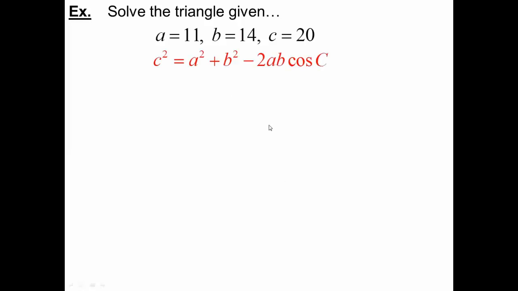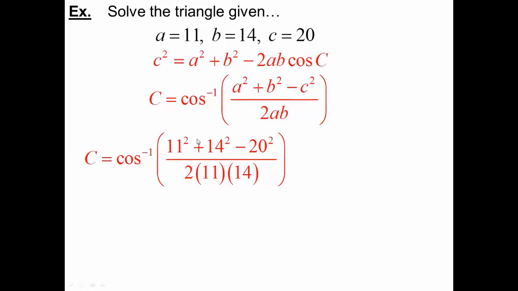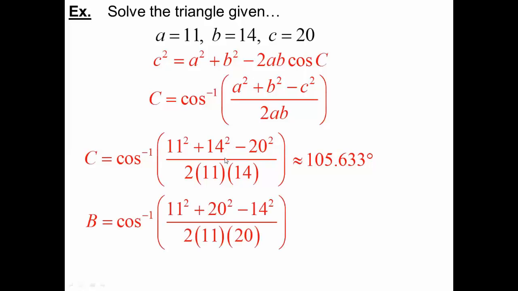I'll start with the law of cosines, and what I did this time is I rewrote it in the alternative form that solves for the angle, and then I plugged everything in. A and B are 11 and 14, C is 20, type it in the calculator, 105.633. There's my biggest angle. To figure out angle B, my second biggest angle, I replaced the 20 with the 14, and the 14 with the 20. And I got 42.384. Now, as I'm going along, I stored both of these in the calculator so that to figure out the third angle, angle A, I could just subtract angles B and C, and I got 31.982.